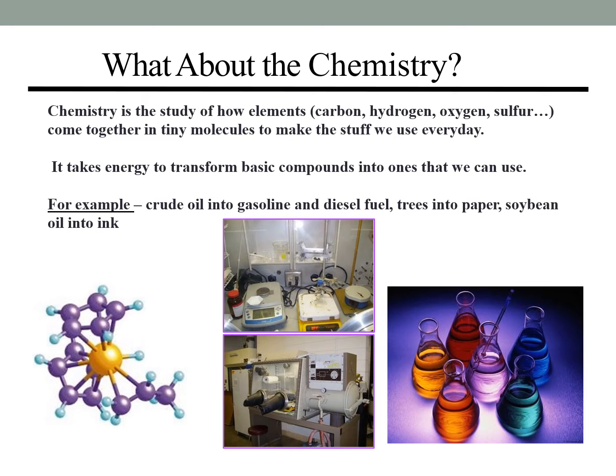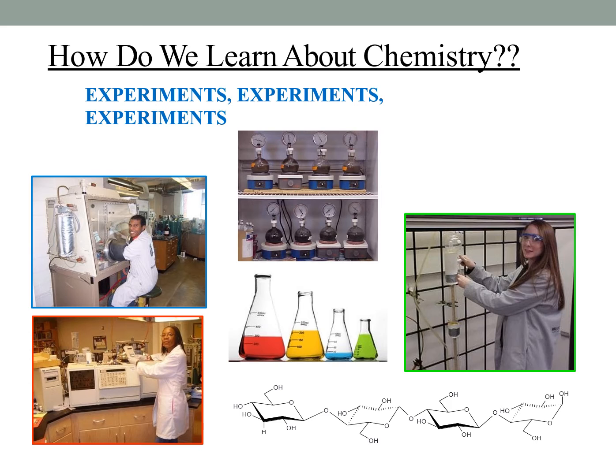Coming to what is chemistry. Chemistry is the study of how elements, given here like carbon, hydrogen, oxygen, sulfur, come together in tiny molecules to make the stuff we use every day. Every day we are using diesel or gasoline or paper or ink or oil. These are the examples, and it takes energy to transform basic components into ones that we use daily. For example, from crude oil we get gasoline and diesel fuel, from trees we get paper, and from soybean oil we get ink. These are all examples of chemistry. We have to do experiments regularly, and that is how we can learn about chemistry.